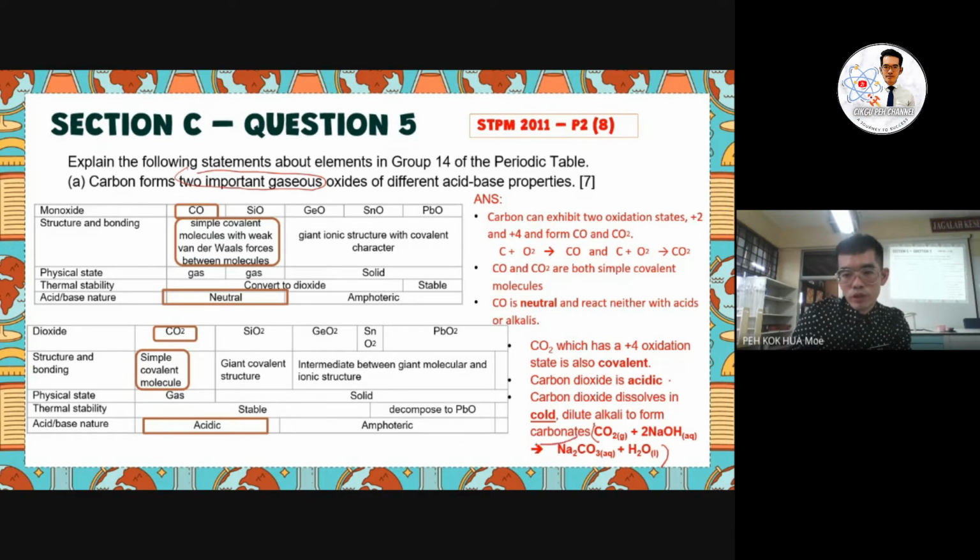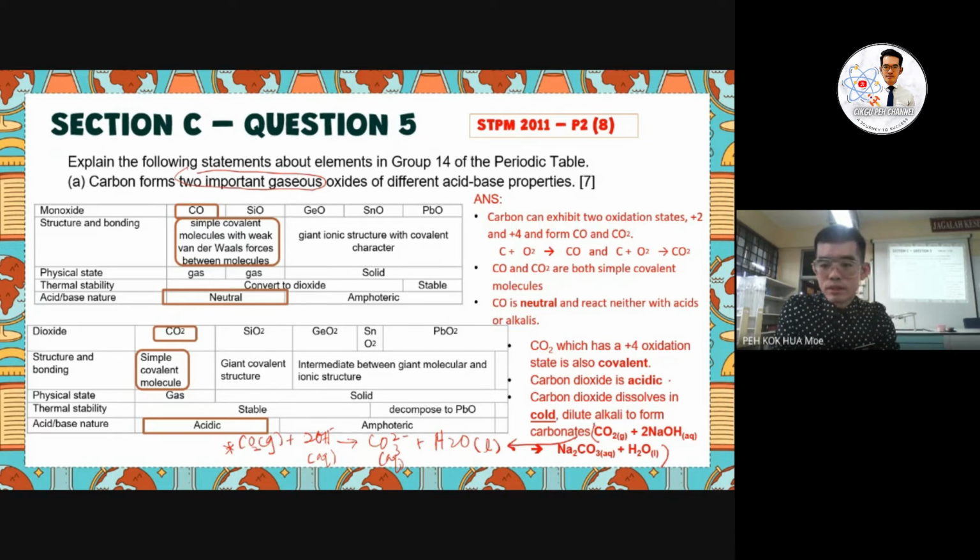For this equation you can also give the general one. You can also give CO2 plus 2OH minus giving CO3 2 minus. You can give the general equation like this also. You have to give the state symbols: here aqueous, here aqueous also, here liquid. So this is the general equation. Here the reaction is with sodium hydroxide, but generally it will be like this.